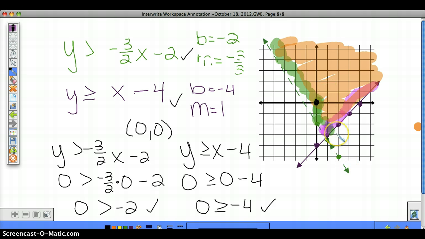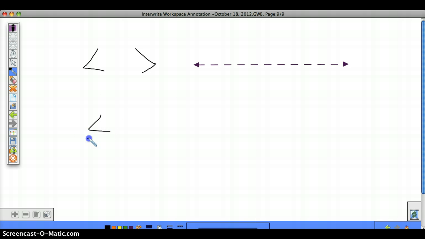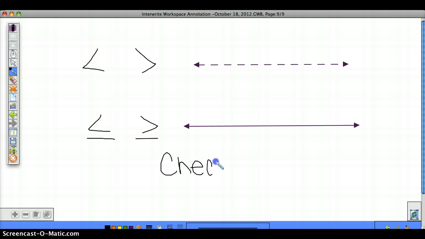So when you're graphing inequalities, you have to remember to pay attention to if your sign is less than or greater than, because that's going to be a dotted line. And then if it's less than or equal to or greater than or equal to, you should have a solid line. This shouldn't be new information because we've seen this before. Then you also have to pay attention to your shading, pick a point, and always check your answers.